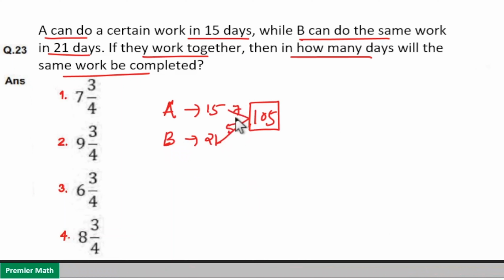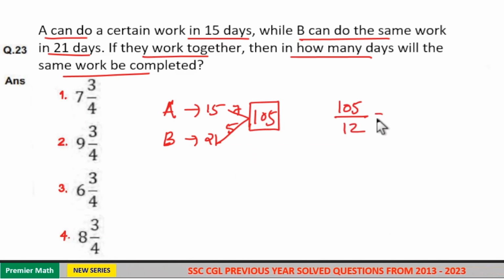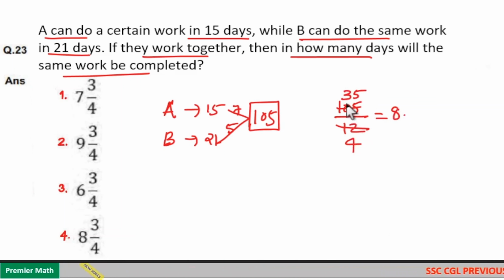So if they work together, A and B together can complete 7 plus 5, 12 units of work in a day. So 105 units will be completed in 105 by 12 days. 3 goes 4 times in 12, 3 goes 3 times in 9, 3 goes 5 times in 15. Now 4 goes 8 times in 32, remaining 3. So 8 and 3 by 4, option 4 is your answer.